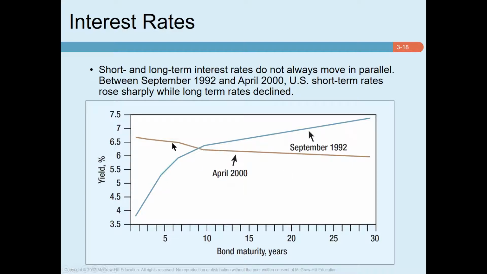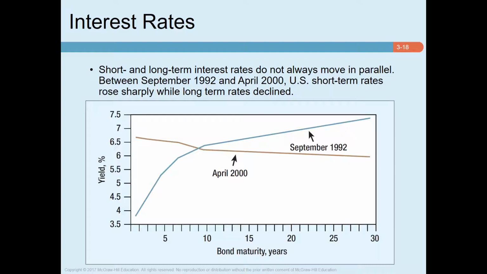Now, if I first take this graph, you can see that it's downward sloping. A downward sloping curve indicates that as the bond maturity increases, that means the longer the maturity of the bond, the yield to maturity decreases. So there is an inverse relationship between bond maturity and yield to maturity. That basically indicates that longer term bonds have a lower rate of return.